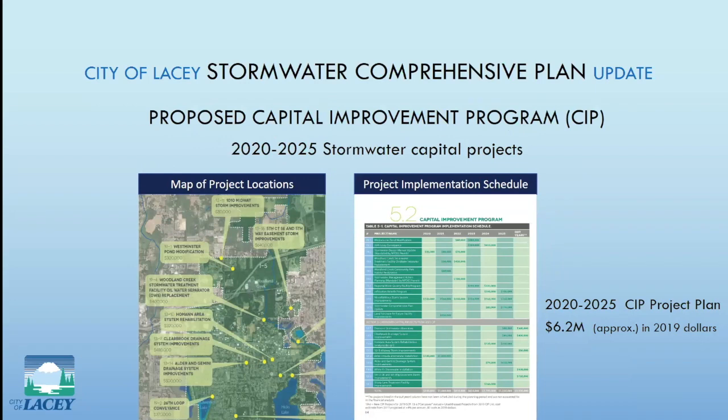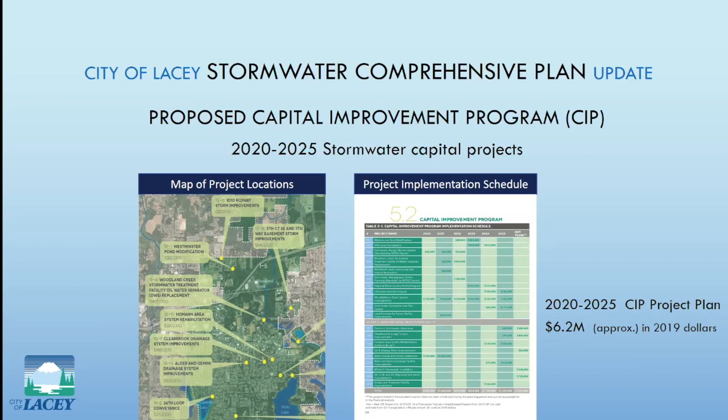So now in the draft comp plan document, we have a map, which is shown on the left. That's part of it. It's a map showing locations of proposed capital projects for the next 5 years. So you can see they're kind of scattered around town, well distributed. Most of those address localized flooding and water quality issues. And then on the right, you have the project implementation schedule.